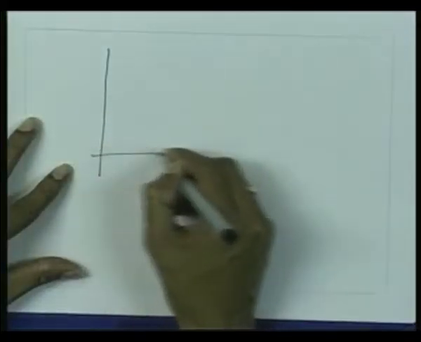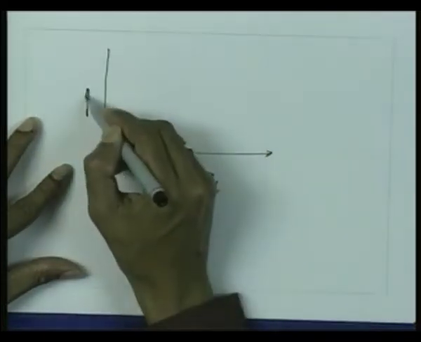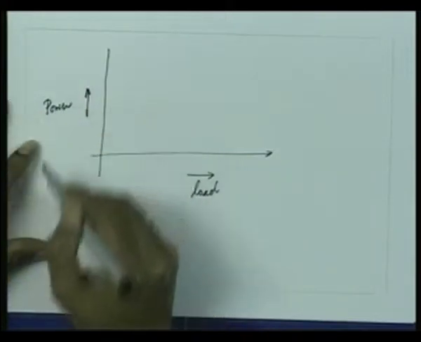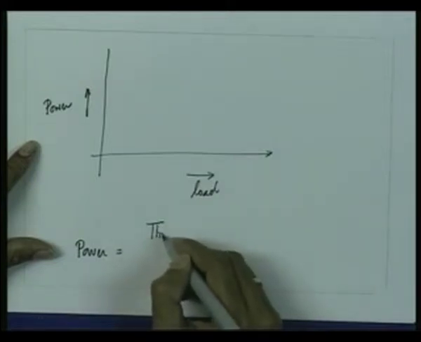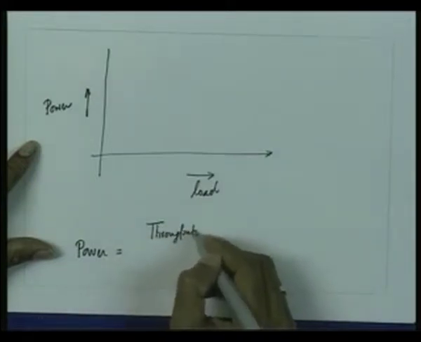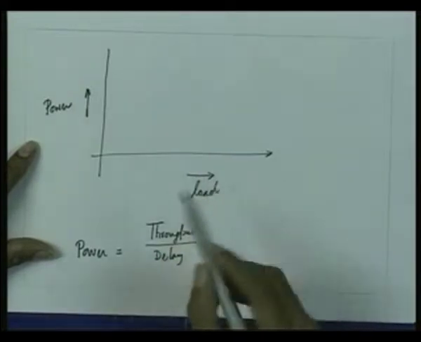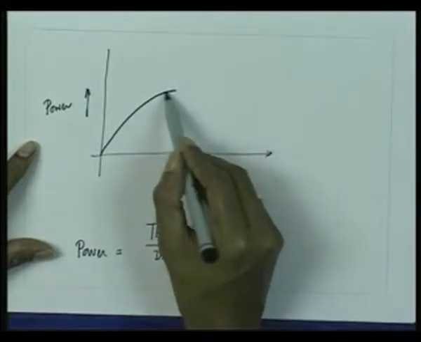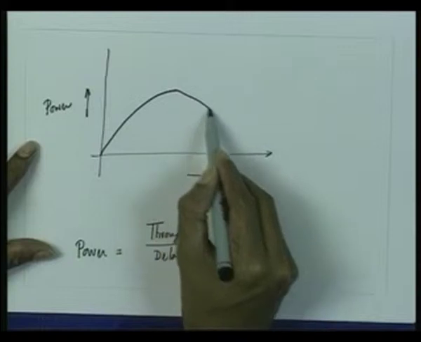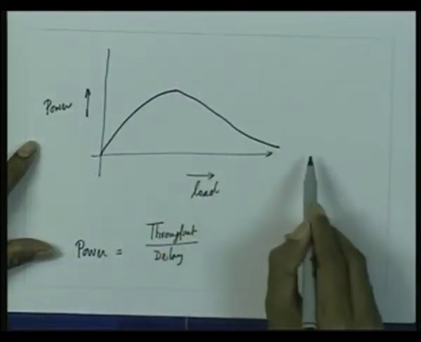Okay, so what we can say is that we can plot offered load versus power, and the power of a flow is defined as the throughput upon delay. So what happens is that if I keep on increasing the load, my power keeps on increasing, and I reach a point, and after that if I increase the load, my power actually decreases. Okay, and eventually the power may become 0.